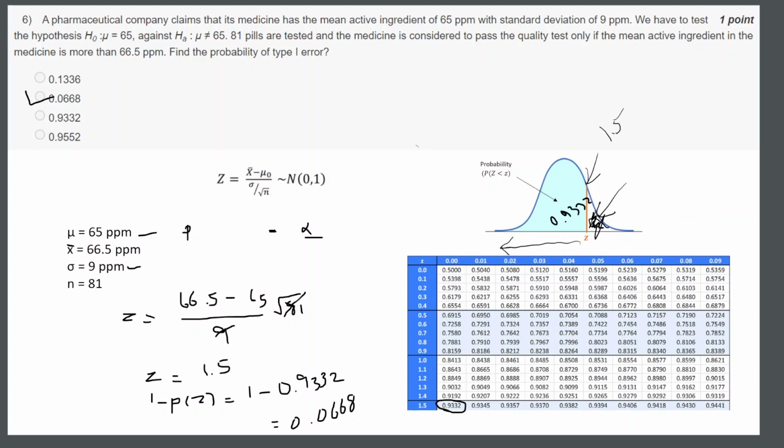So for the 1 minus p of 1.5, we see the Z table for 1.5, it is 0.9332. So 1 minus 0.9332 results in 0.0668. So this is the type 1 error, the significance level. So it matches with our answer in option B.